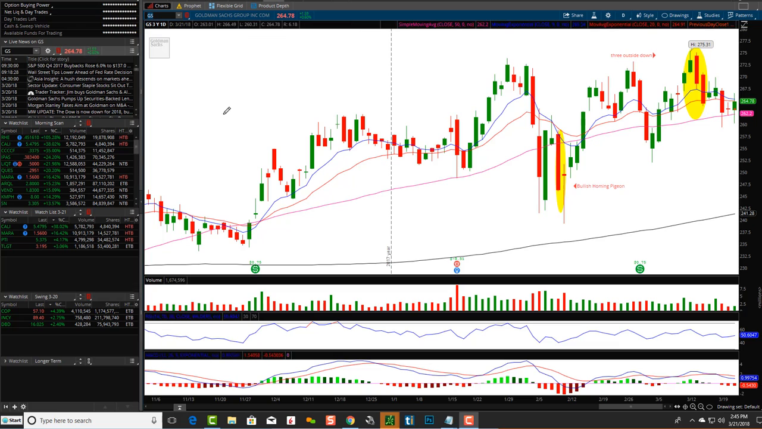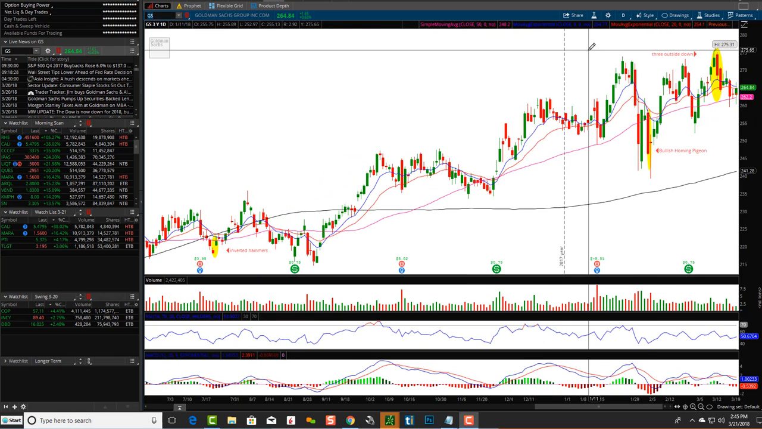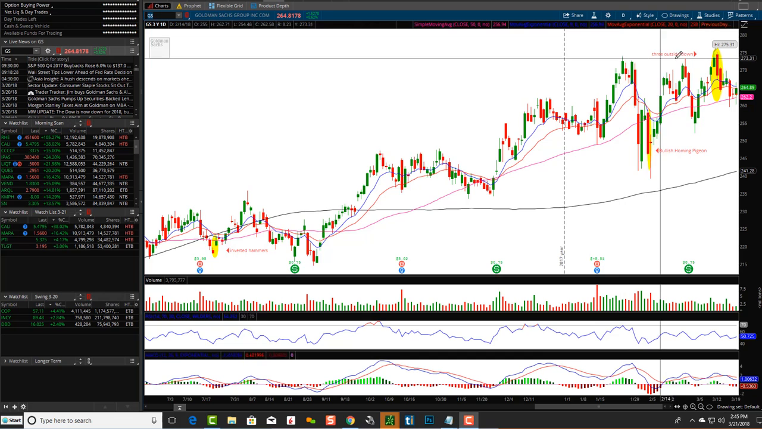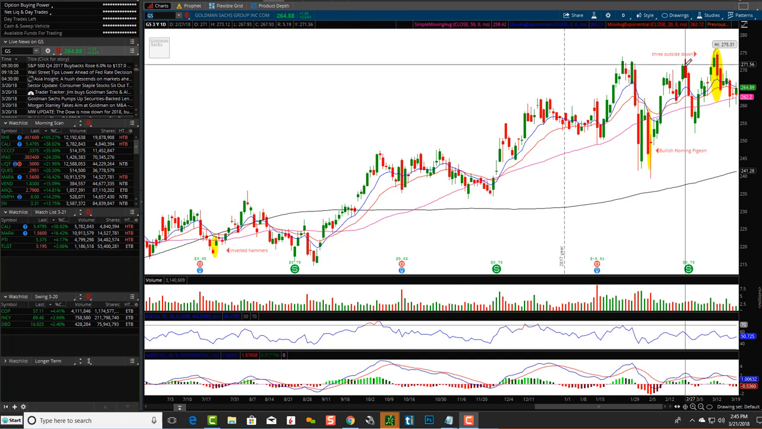Let's take a look at Goldman Sachs. This one right here was moving up, right? Kind of getting at a peak level. Again, be aware of support and resistance. It was just breaking above that resistance candle right over here, kind of this double top area.